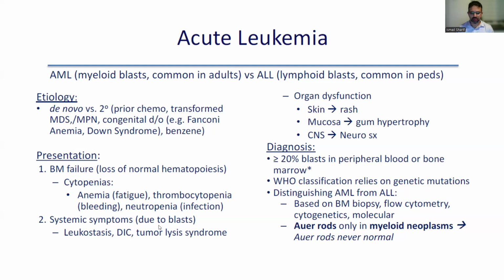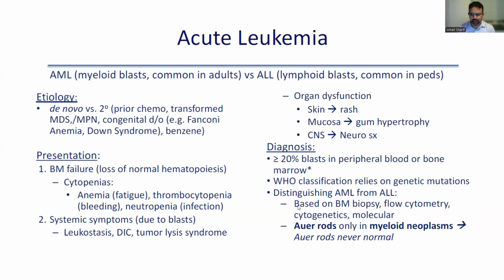Sometimes there are also systemic symptoms. Basically, too many white blood cells cause leukostasis, meaning decreased flow of the blood in the vessels. DIC or tumor lysis, due to high counts of breaking cells leading to tumor lysis. It can also be due to infiltration in the organs.